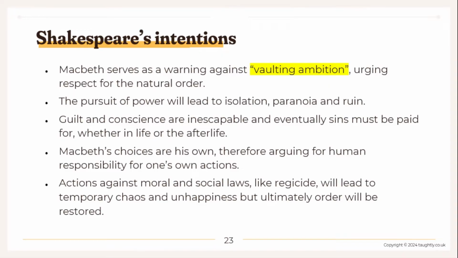Actions against moral and social laws like regicide, killing the king, will lead to temporary chaos and unhappiness, but ultimately order will be restored. So we can disrupt the natural order, we can disrupt the great chain of being, but God's will always find its way back. Any disruption will be temporary and God will always win in the end.